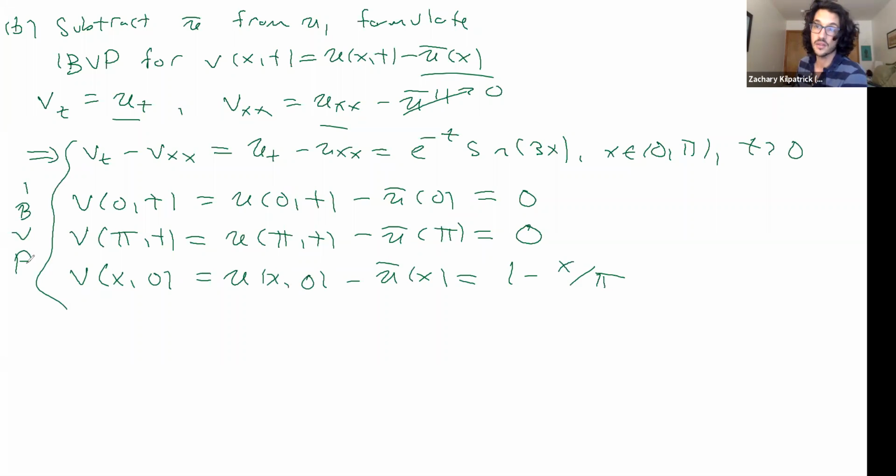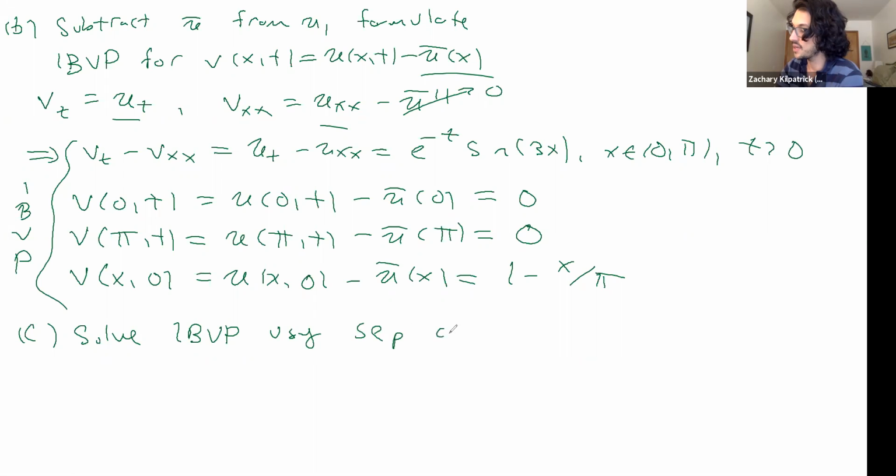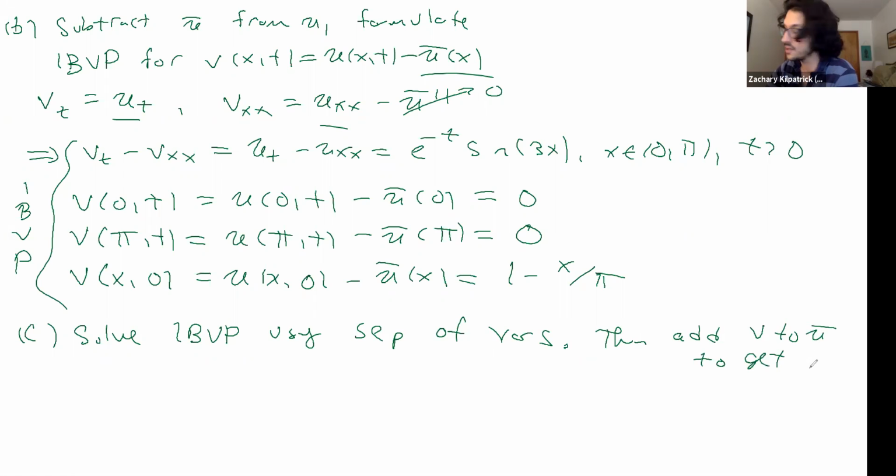Right here is a problem that I can solve using separation of variables. The third part will be to solve the IBVP using separation of variables. And then add V to U bar to get U. This is common in separation of variables problems when inhomogeneities arise.